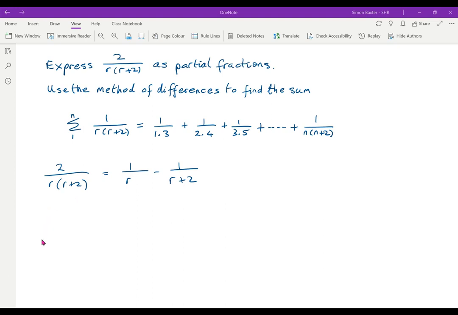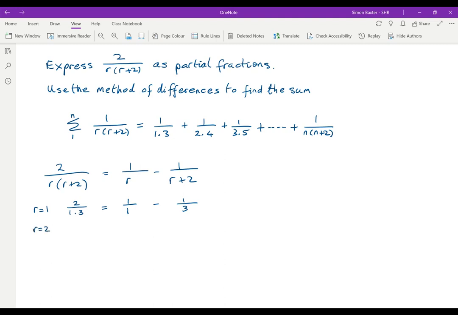It's well worth writing out a long table till you see a pattern which is going to help you. So the first thing we're going to look at is r equals 1. That gives us, on the left-hand side, 2 over 1 times 3 is, now don't be in too much of a hurry to do things, minus 1, yes, I'll allow you to add. 1 plus 2 is 3.